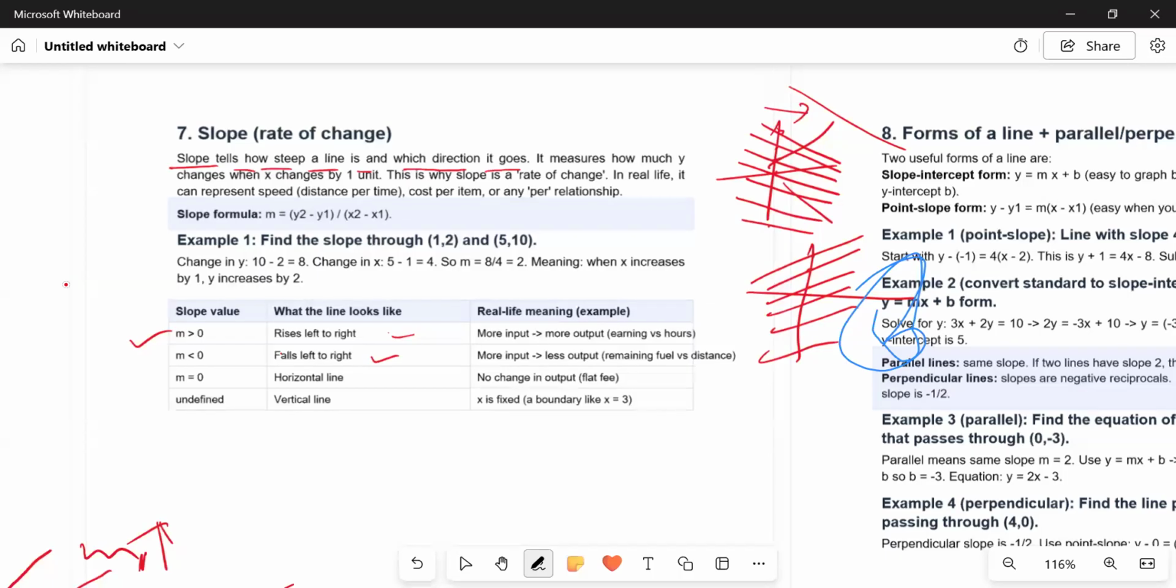But on a vertical line, m is undefined. My question is, why on the vertical line is m undefined? Can anyone tell me? Vertical line means this line, the y-axis line. Why is m undefined? Okay, Daniel, go ahead.